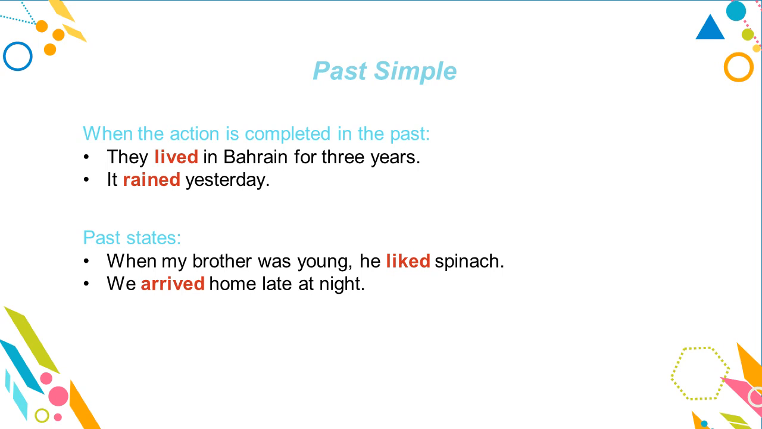We use the past simple when the action is completed in the past. So we say they lived in Bahrain for 3 years. Another example, it rained yesterday. We also use the past simple for past states. For example, when my brother was young, he liked spinach. Another example would be, we arrived home late at night.